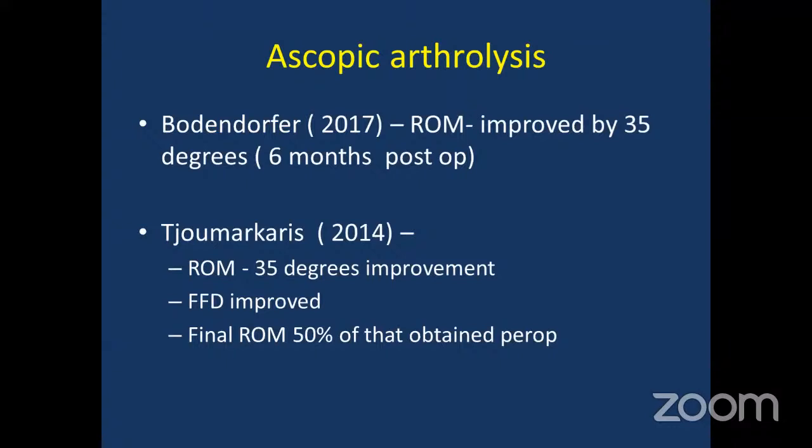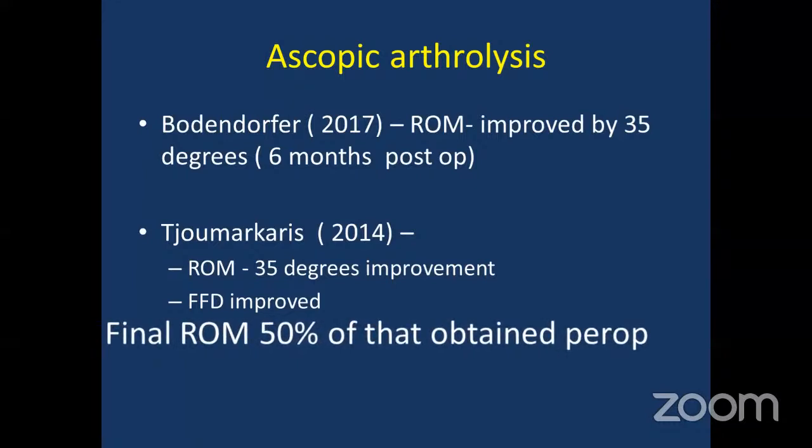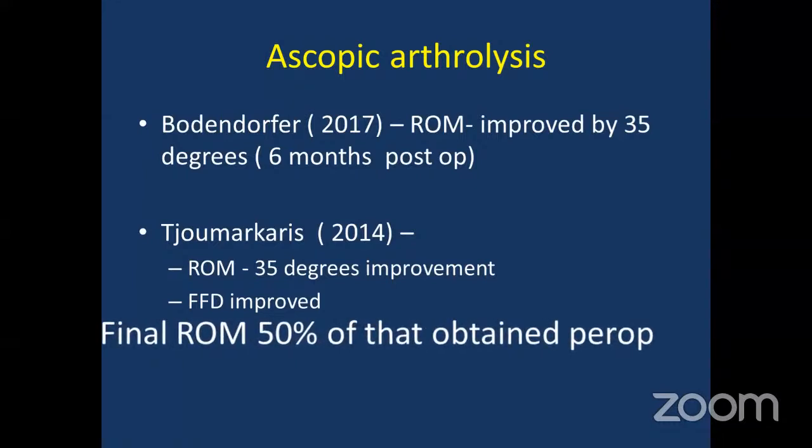These are other results which come from arthroscopic arthrolysis. This is done at 6 months. They improved on average by about 35 degrees. Another paper in 2014, again, an average of 35 degrees. But all of them seem to suggest that the final range of movement is not as good as what you would initially get peri-op. And that's something that we need to warn these patients.